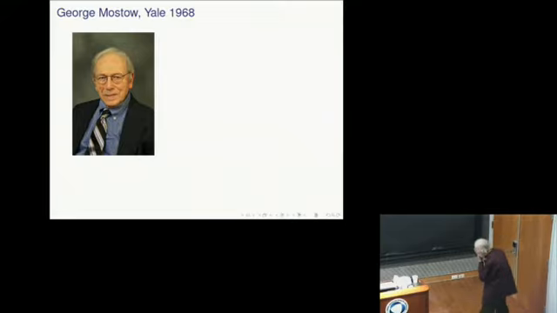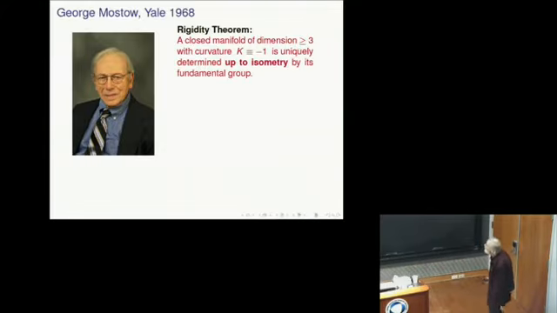Okay, the next theorem I want to mention is noteworthy in that it seems to have nothing to do with topology. So suppose you have a closed manifold of dimension 3 or more with constant curvature -1, then it's uniquely determined up to isometry by its fundamental group. So this is a theorem in pure geometry. There's no mention of anything to do with topology here. If you like, it's a theorem about actions of a discrete group on a homogeneous space. So group theory and such topics.